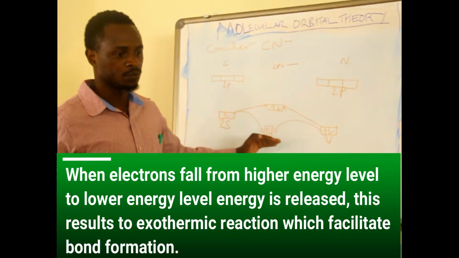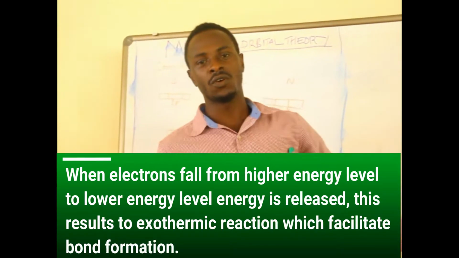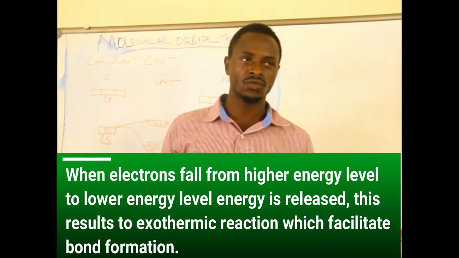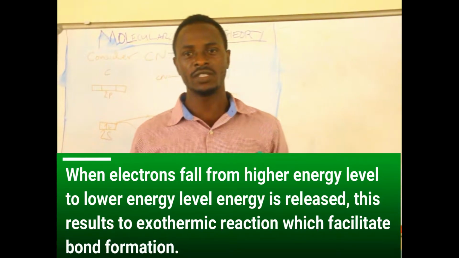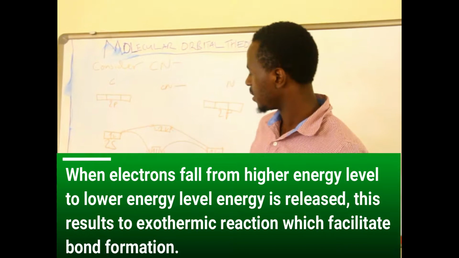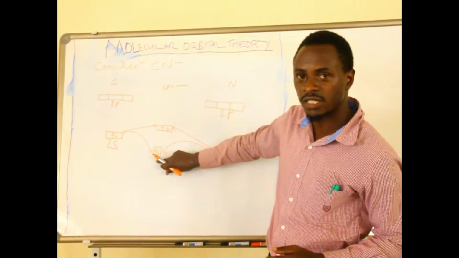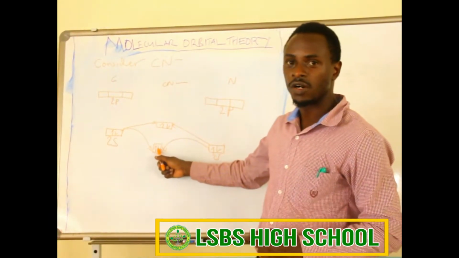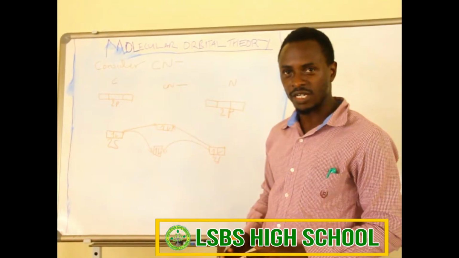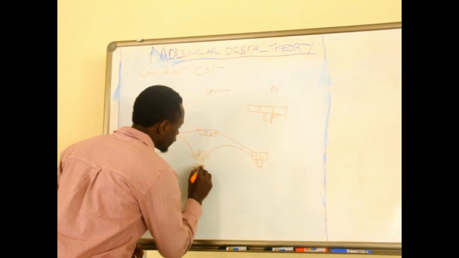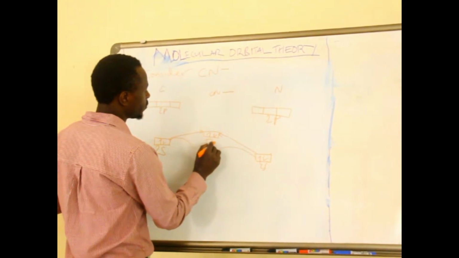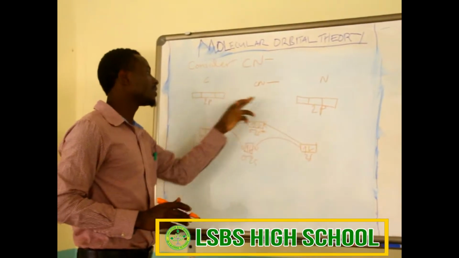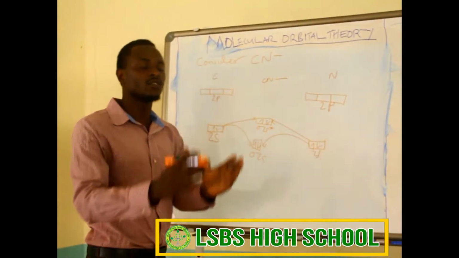Once electrons fall from a higher energy level to a lower energy level, they release energy. That energy released drives the exothermic reaction which facilitates bond formation. For that reason, the orbital at the lowest energy level is called the bonding molecular orbital, because it is at this orbital where the bond is formed due to the exothermic reaction. Now we call it sigma 2s, and this one is sigma 2s star. These 6 atomic orbitals, once they combine, form 6 molecular orbitals.